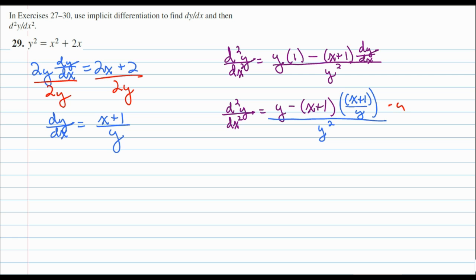And again, I'm going to get rid of the y in the denominator by multiplying the entire numerator and denominator both by y. And I have a fairly clean expression that I can just plug in an x and a y value for to find the value of the second derivative of our equation.